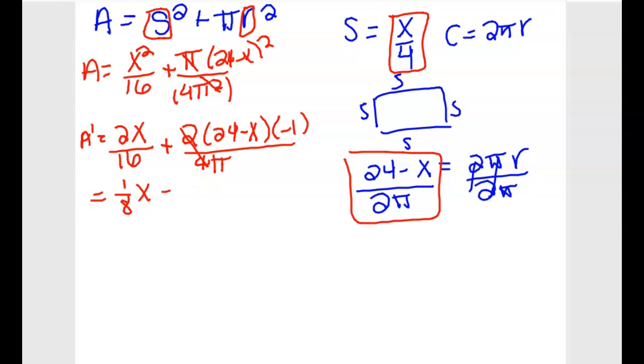I'm running out of board. So negative 1 times 24 gives you negative 24. Negative 1 times x gives you positive x over 2 pi. And then you could multiply and get a common denominator. So times 4 on one side and times pi on the other.